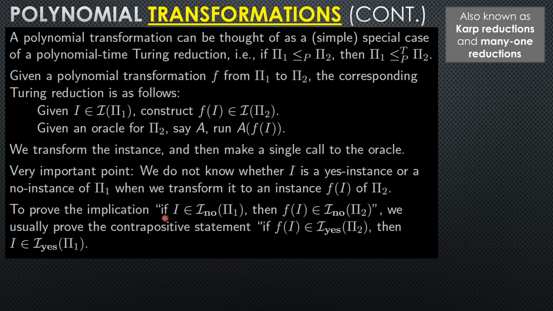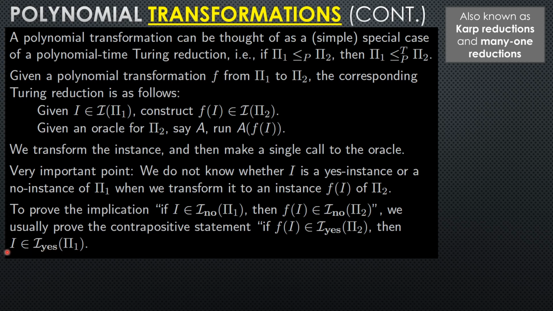And if you remember your logic, the contrapositive of some statement is logically equivalent to that statement. It just looks a little different. So the contrapositive of this statement, you can think of this as if p then q. The contrapositive of if p then q is if not q then not p. So if not q, well here's q, f of I is a no instance of pi 2. What's not that? f of I is a yes instance of pi 2. Then it's if f of I is a yes instance of pi 2, then not this. Not I is a no instance of pi 1 is I is a yes instance of pi 1. So if f, the transformed input, is a yes instance of pi 2, then the original input should be a yes instance of pi 1.